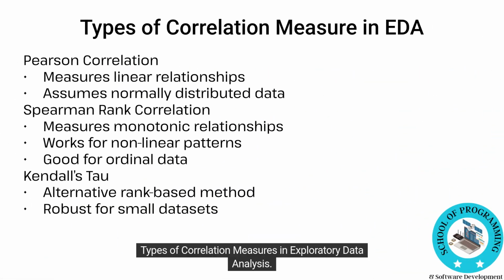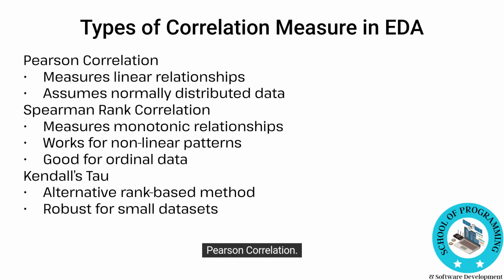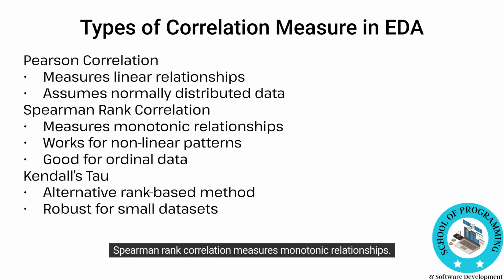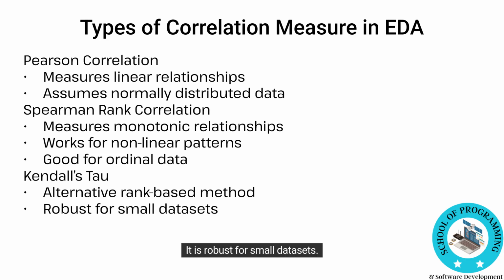Types of correlation measures in exploratory data analysis. 1. Pearson correlation. Pearson correlation measures linear relationships. It assumes normally distributed data. 2. Spearman rank correlation. Spearman rank correlation measures monotonic relationships. It works for nonlinear patterns and is good for ordinal data. 3. Kendall's tau is an alternative rank-based method. It is robust for small datasets.